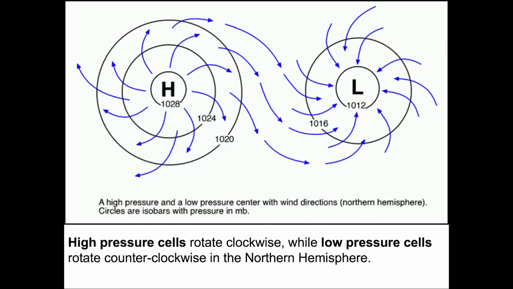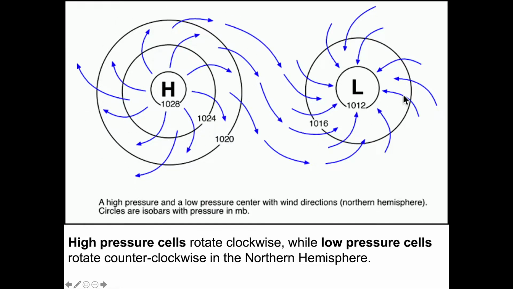Now, when we look at high pressure cells in the northern hemisphere and low pressure cells in the northern hemisphere, we see an obvious difference in the way they rotate. Here we have a high pressure system where air is descending towards the screen of your computer. Ultimately, this air is going to spread away from the high in all directions. And because it is in the northern hemisphere, the Coriolis effect is going to bend that to the right. So the net result is we have a clockwise circulation of air around a high.